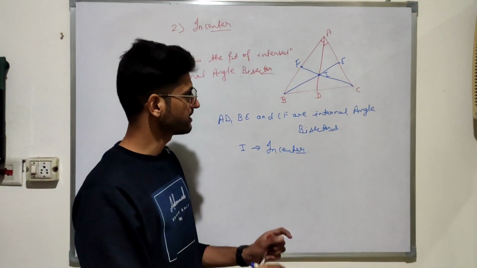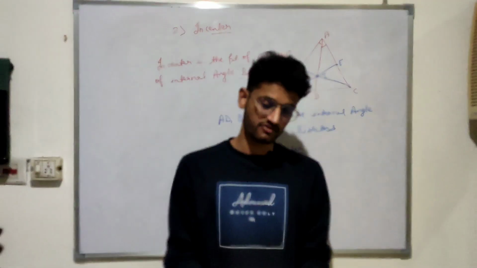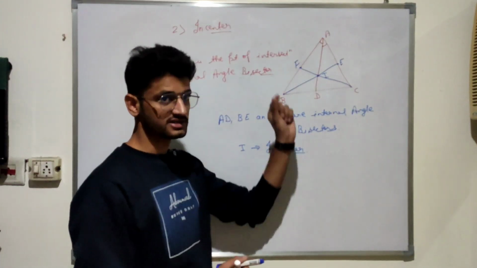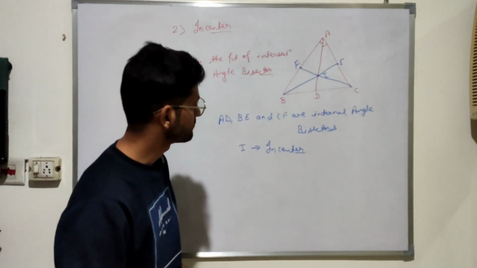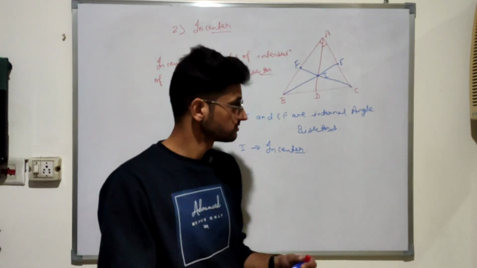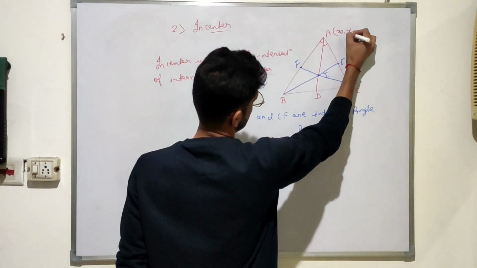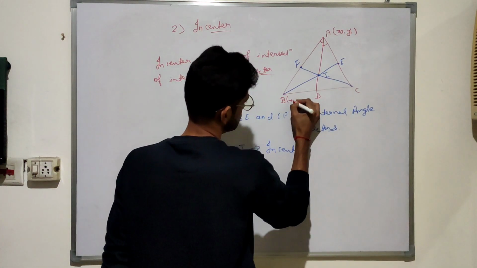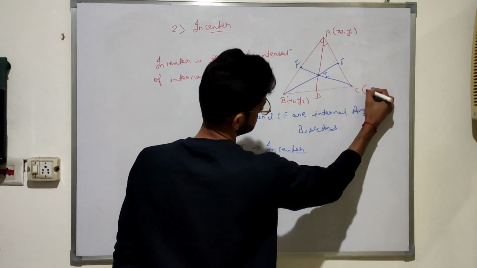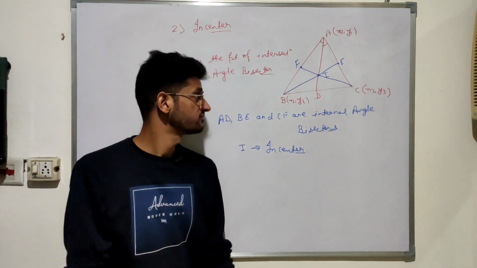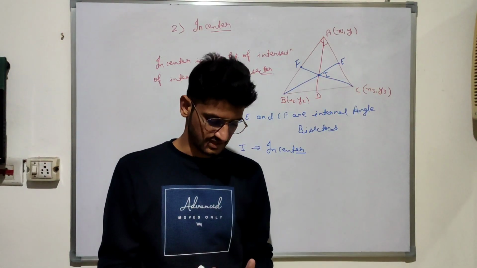So I is the point of intersection of internal angle bisectors of a triangle ABC. Now that we know the definition of incenter, we need to find some results. If you know the coordinates of point A, let's say it is x1, y1, and B is x2, y2, and C is x3, y3, we need to find the coordinates of point I, that is, the incenter.